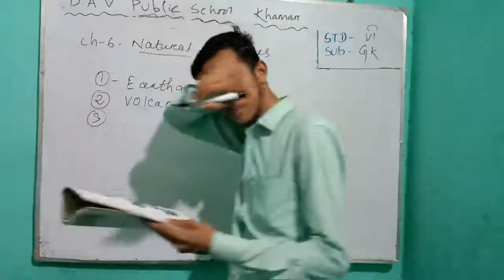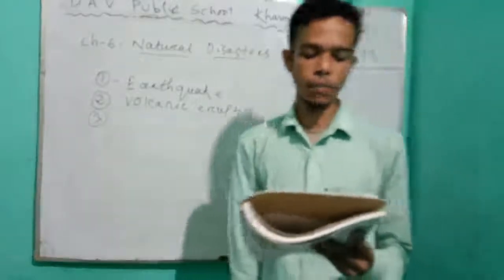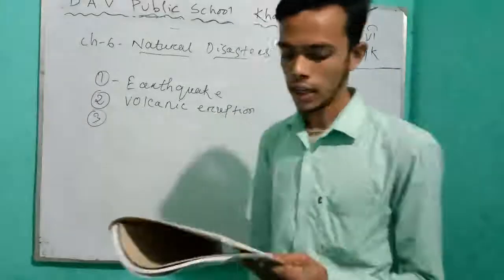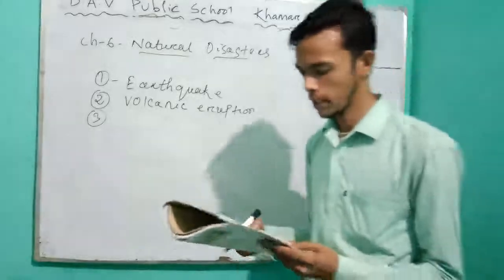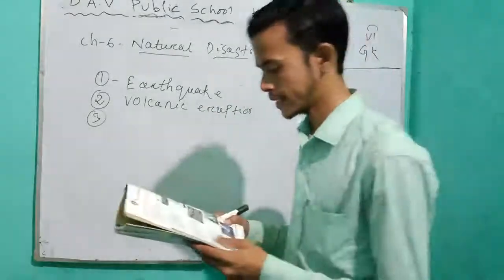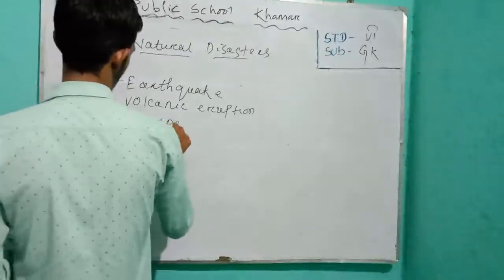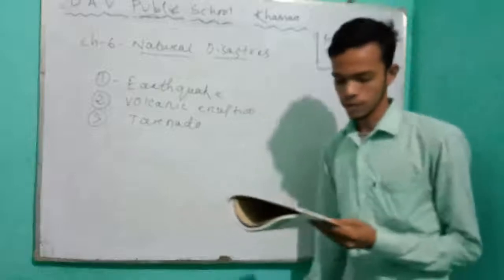Number three: one of the most deadly and fascinating forces of nature, characterized by violent winds and a dark funnel extending down from the base of large clouds. What should it be? It is a tornado. Okay, it is a tornado.